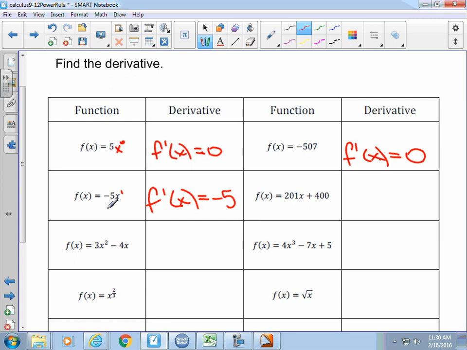So it's probably a good idea to memorize that the derivative of a constant is 0, and the derivative of a line is the slope. Probably the fastest way to do that. But either way works. So how is x to the 0 not 1? X to the 0 power is 1. Which one are you doing? Are you doing this one down here or this one up here?